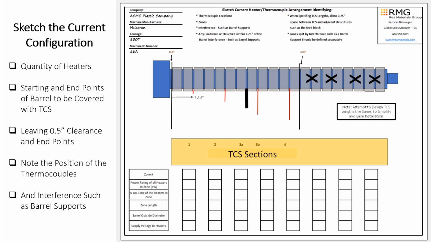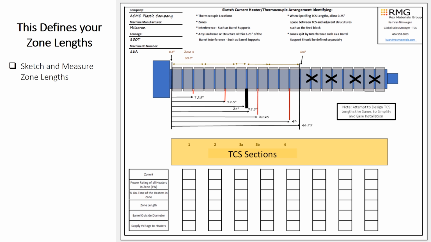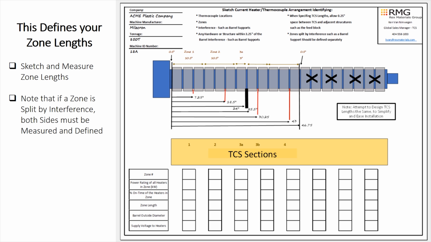Measure the distance from one end to each thermocouple, as well as the distance to each side of the interference, and then to the end point of the heated section. This information essentially defines your zone lengths, which can then be measured. Notice the third zone is split by a barrel support, so the zone length of that zone on either side of the support must be measured.